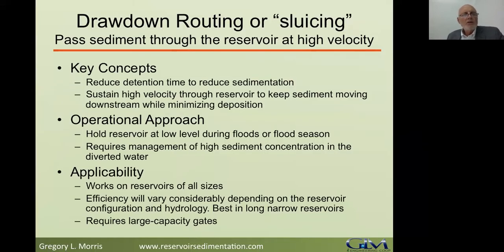The next thing I'd like to talk briefly about is drawdown routing or sluicing. Basically, what you're doing is you're reducing the detention time to reduce sedimentation.